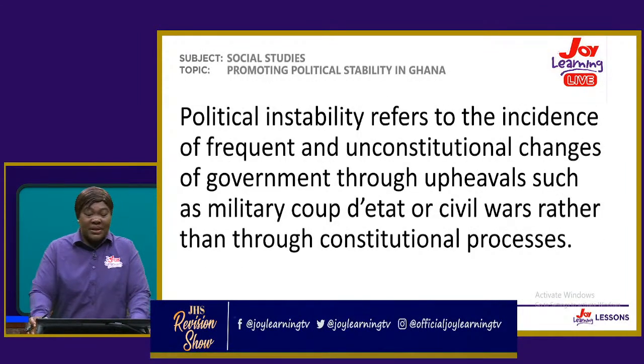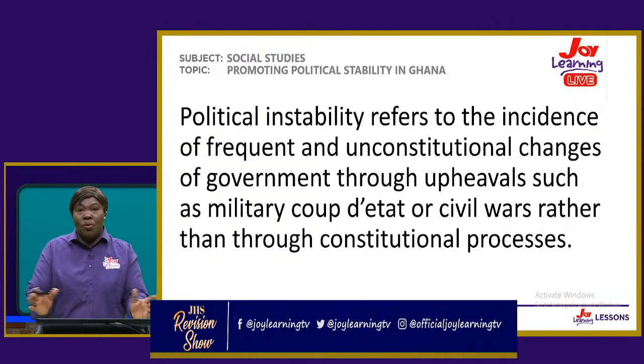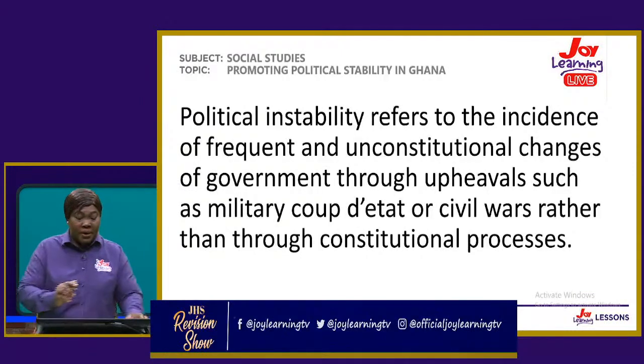So, political instability refers to the incidence of frequent and unconstitutional changes of government through upheavals such as military coup d'etat or civil wars rather than through constitutional process. As I earlier said, everything in democracy is constitutional. Without the constitution, then what is going to happen? Instability, war, chaos, all over, right?